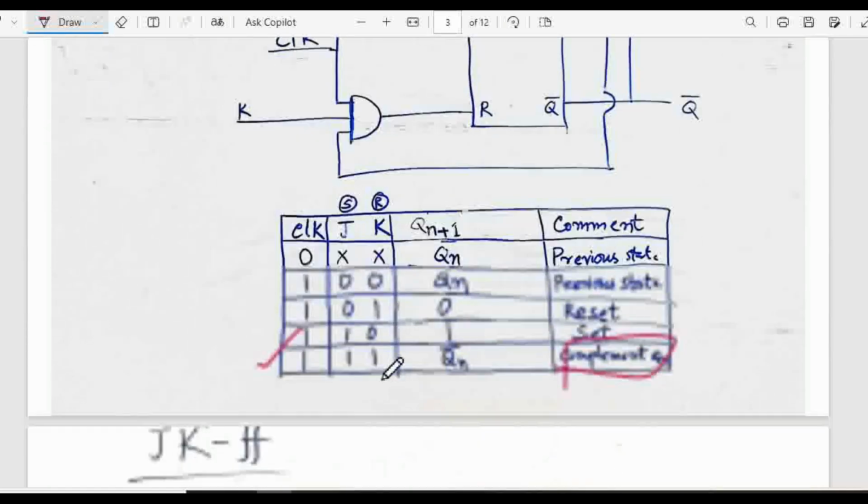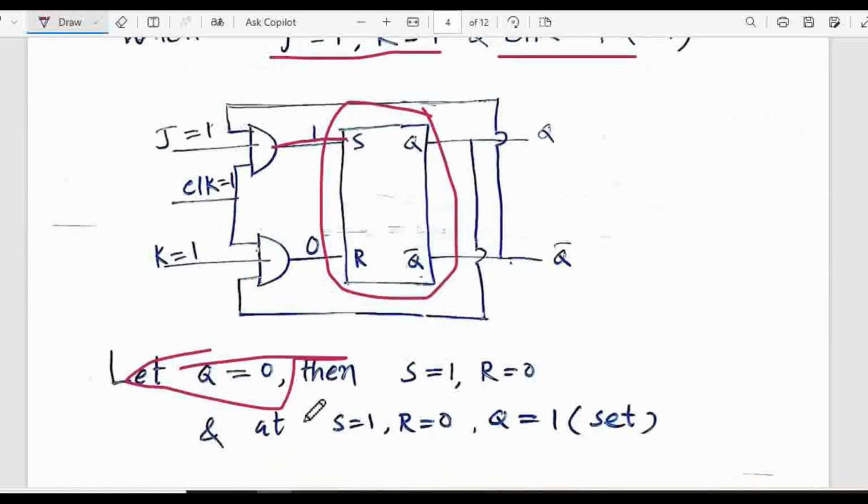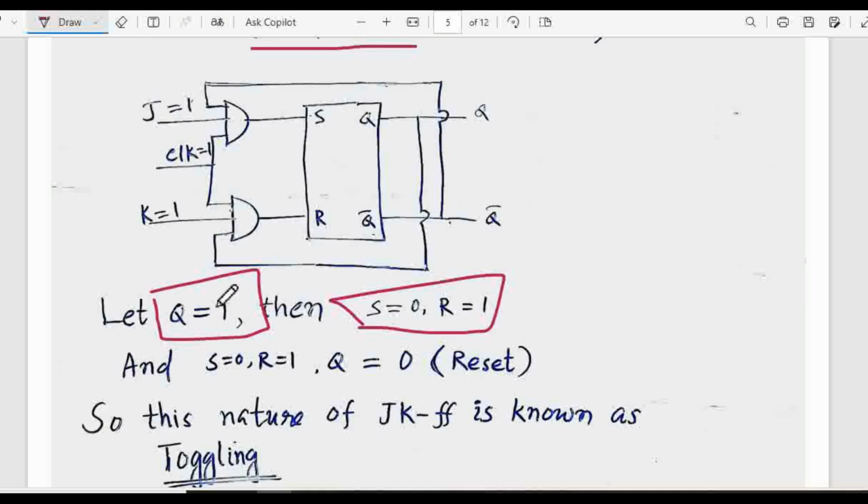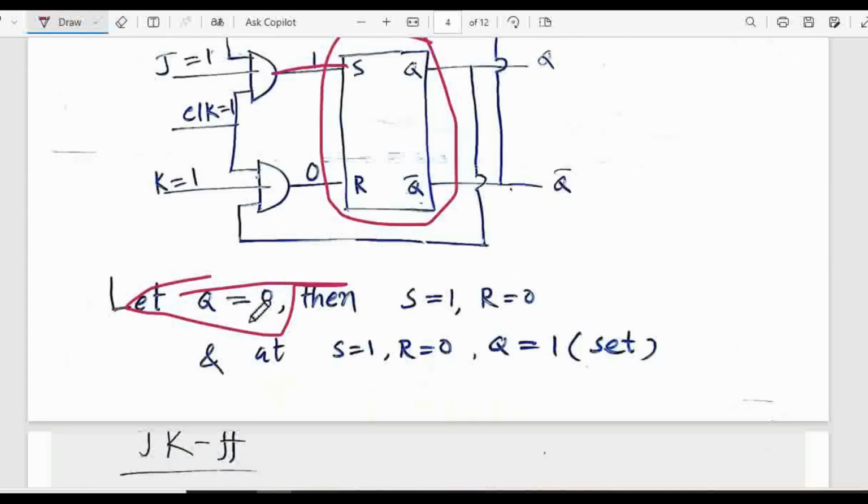That means when you assumed Q equal to 1, your next output is 0. But when you assumed Q, the previous state, equal to 0, in the next output you are getting 1. Set, this is 1. This Q means the next output, Q n plus 1. So in those conditions, what conclusion do we get?